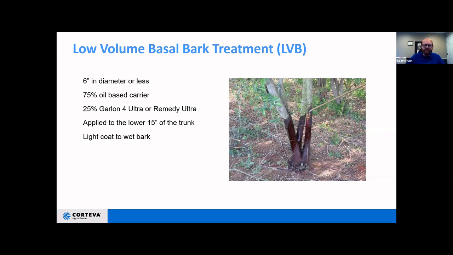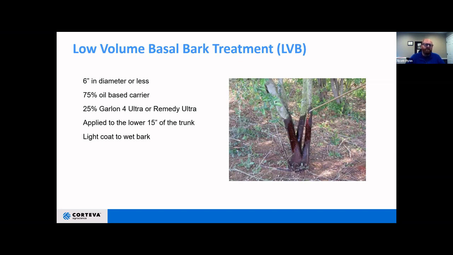Some species have very thin bark, and so you can take them up to 6 inches, but we have to be very careful when we say up to 6 inches, because some trees, especially here in Missouri, hickory, certain oak species, they're going to get kind of thick bark. So just keep that in mind.